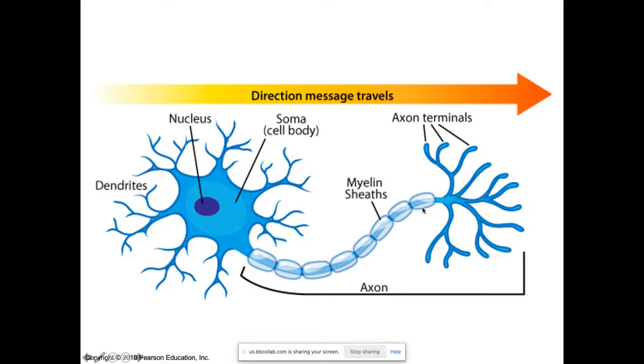And what protects the axon is fat and cholesterol. It's called the myelin sheath. This is an insulator that protects the axon. It is cholesterol and fat, and it's designed to speed up the action potential, so it can go from here all the way to the end where the axon terminal is super fast.